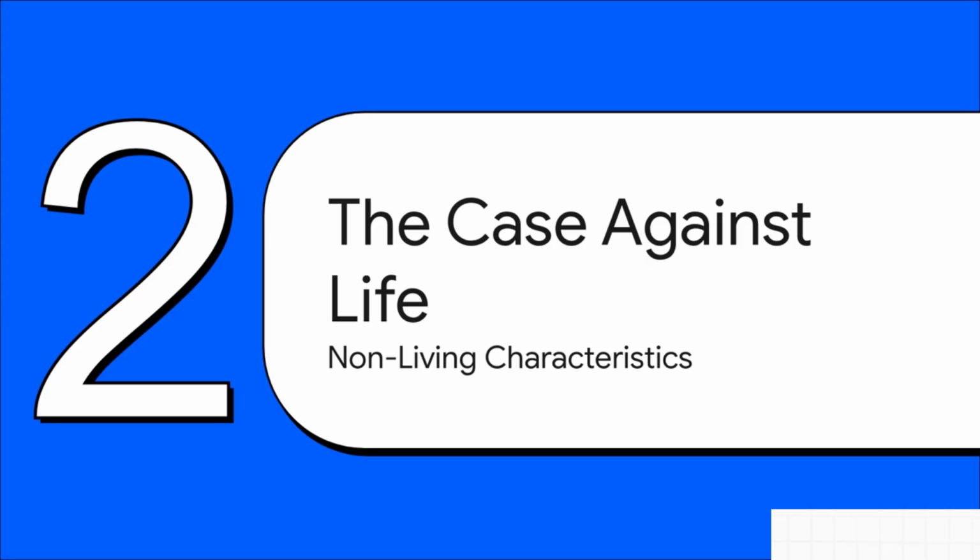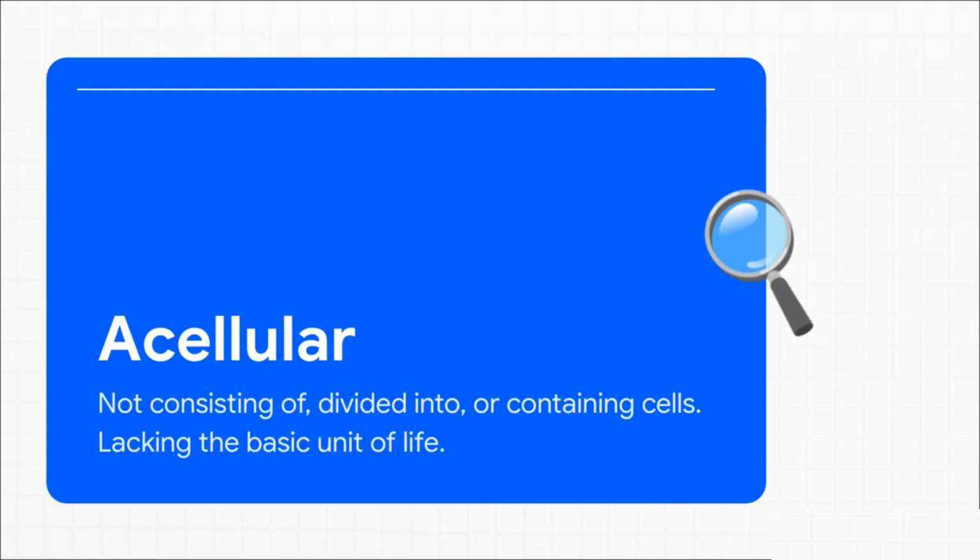But hold on. Now we gotta flip the script and look at the powerful arguments for why a virus is really nothing more than an inert, non-living chemical. And the biggest piece of evidence, the real knockout punch for Team Not Alive, is that viruses are acellular. Just think about that for a second. Every single living thing we know of, from a tiny bacterium to a massive whale, is made of cells. It's the fundamental building block of life. And viruses? They just don't have them, period.